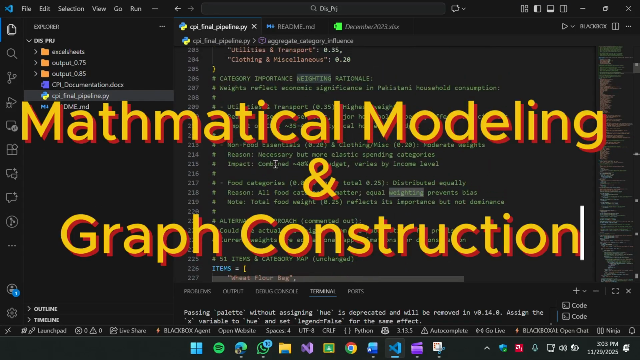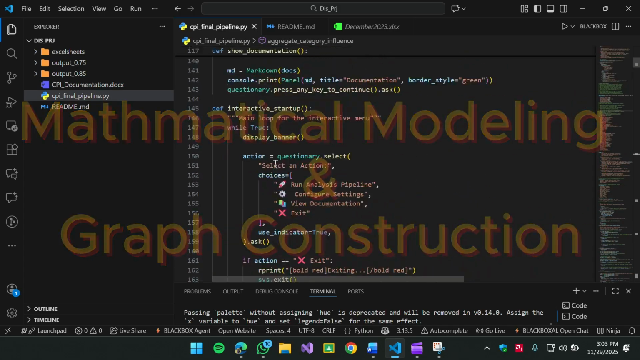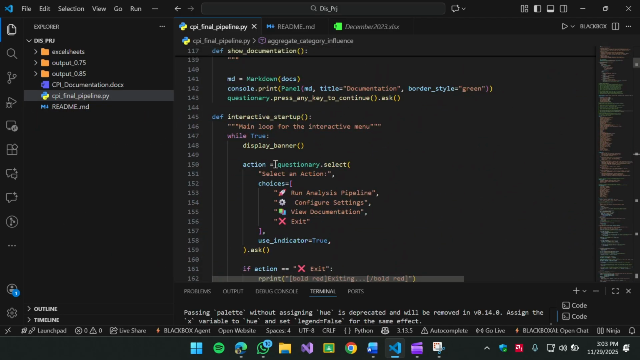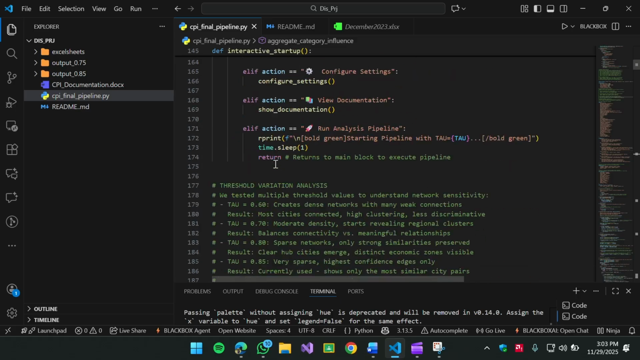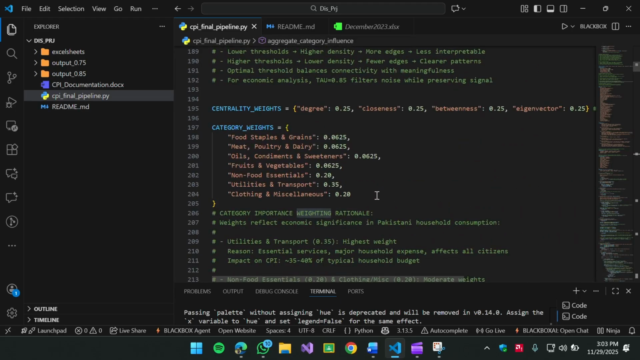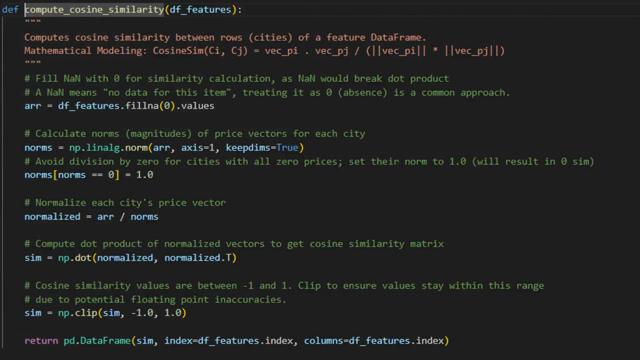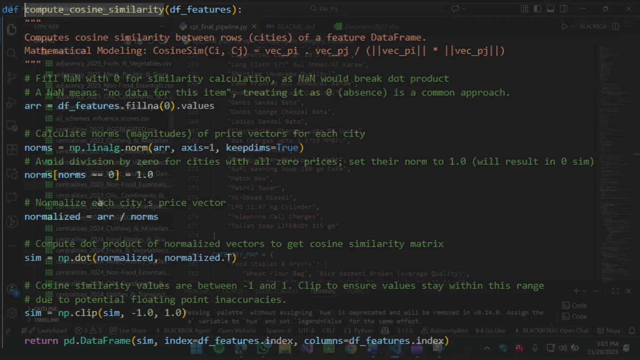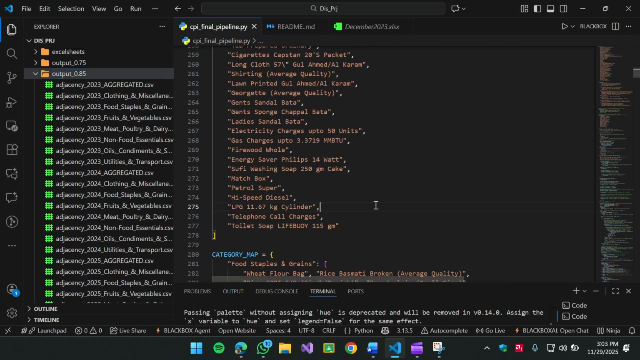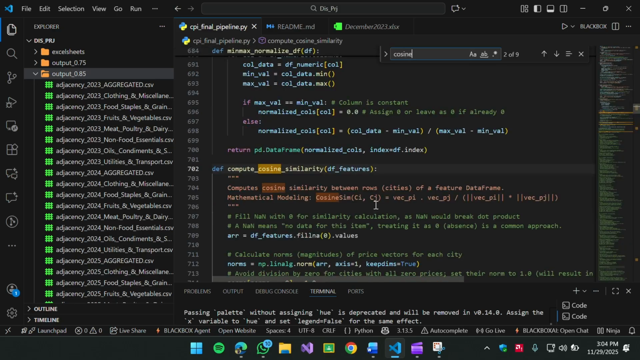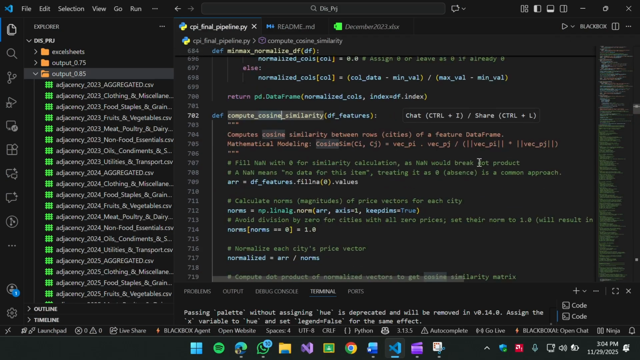Mathematical modeling and graph construction. Now for discrete mathematics, we model prices as vectors. We use the function, as mentioned in our code, compute cosine similarity. This uses the cosine similarity function as we studied in discrete mathematics. Now the question arises: why do we use the cosine similarity function?